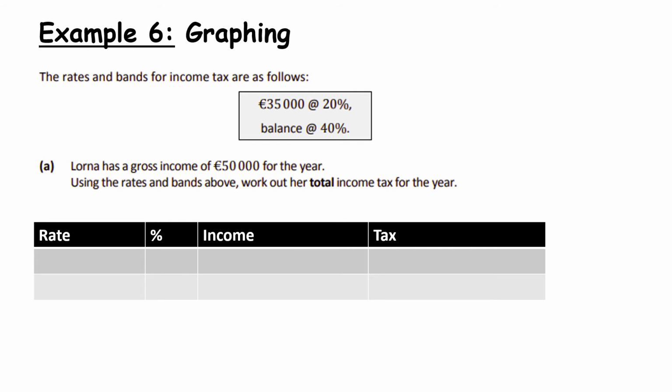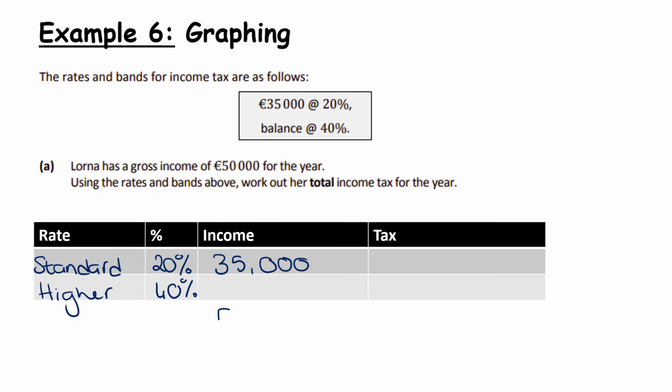So what they're doing is they're giving us the standard and the higher rate here. They've just been a little bit more economical with their words. They've used fewer words, but we still have our standard and our higher rate, 40%. Instead of saying a standard rate cutoff point, they said 35,000 is taxed at 20% and the balance or remainder is taxed at 40%. They tell us that Lorna has a gross income of 50,000 for the year.